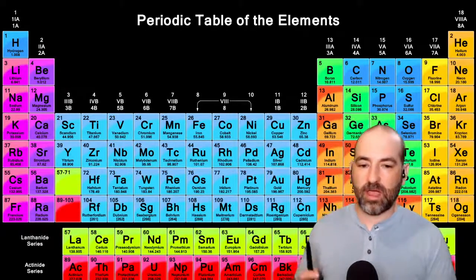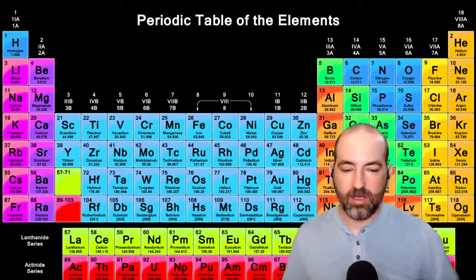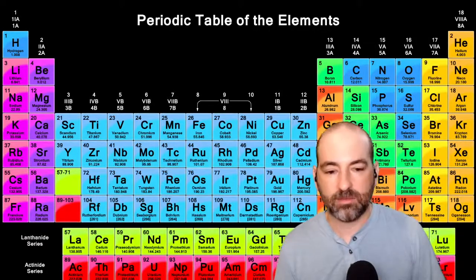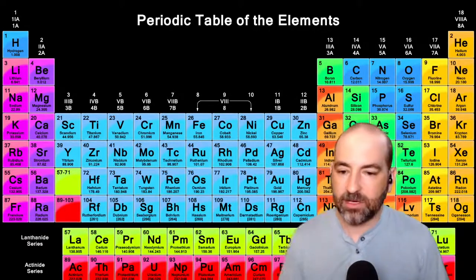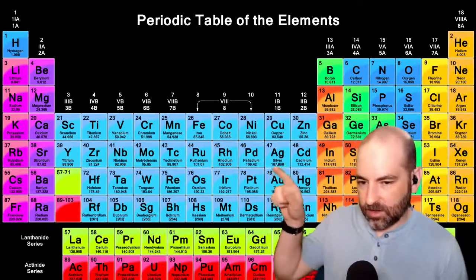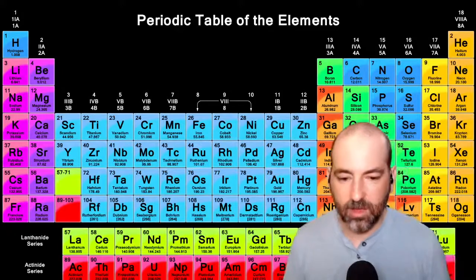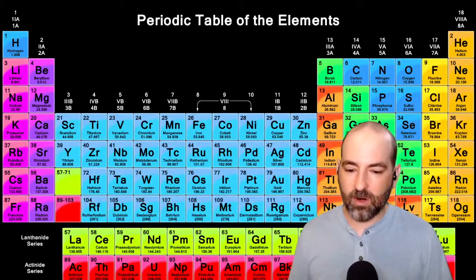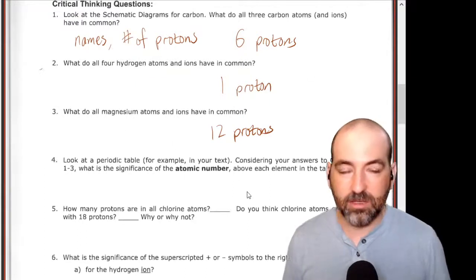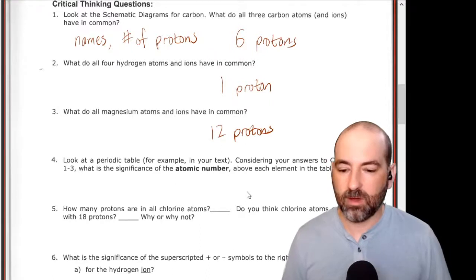So if you look at carbon right up here, you can see that its atomic number, in the top of the box of the element, is 6. Hydrogen, way over at the top left, is 1. And magnesium, just down to the right from hydrogen, is 12. So you can see how that correlates to the numbers that we came up with here. And that should tell you something about what the atomic number means.